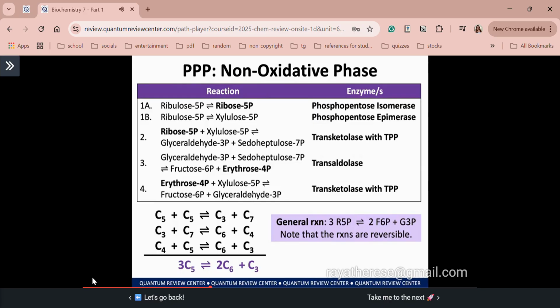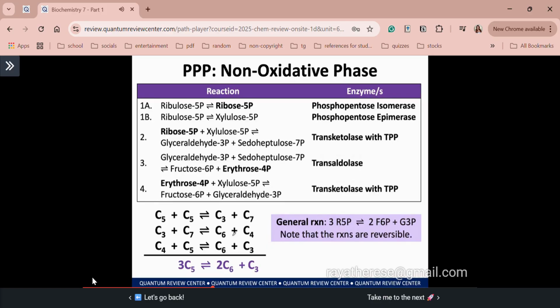Class, take note, our reactions here in the non-oxidative phase are reversible. That's why our reaction arrows are reversible. Remember, the oxidative phase is always irreversible. So class, here again, the conversion of ribose 5-phosphate to 2 moles of fructose 6-phosphate and a mole of G3P is reversible. So it depends on what our cells need at that specific time. Alright, so I hope that's clear.